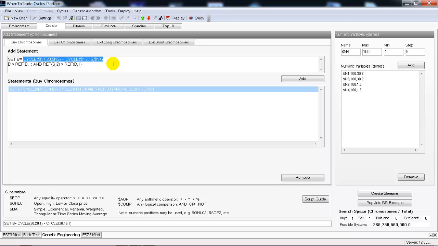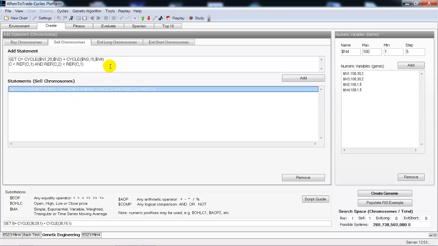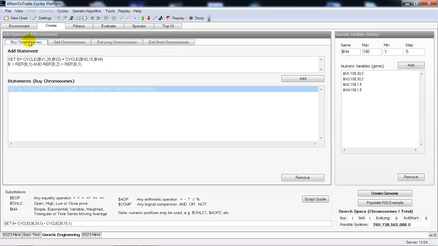The second line is just the trading. With the buy chromosome, we will buy the bottoms of the composite cycle. We use the same for the sell chromosomes, so our sell statement is the same. We have a composite cycle, just the other way around, so we are selling tops of the composite cycle. Just a quite easy composite cycle for buying and selling, with no exit long or exit short, to keep the example simple.